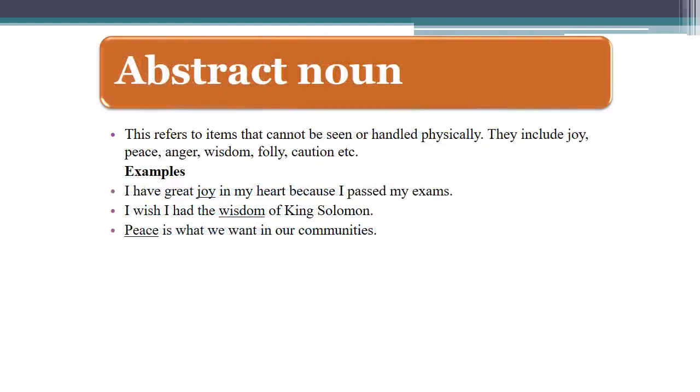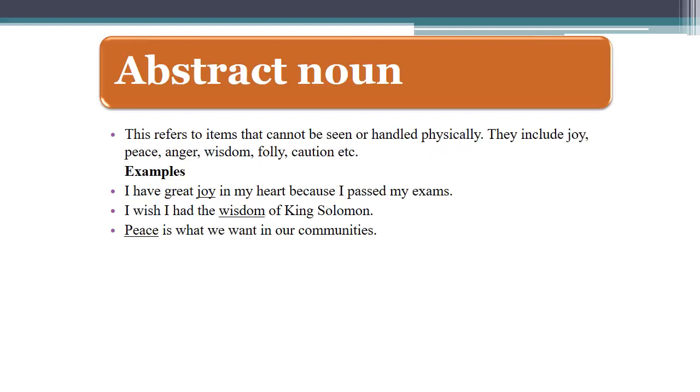Abstract noun. What is an abstract noun? It is a noun that cannot be seen or handled physically. It's something that more or less exists in the mind. It is the opposite of concrete. In a concrete noun, we can see the items and we can handle them with our hands. But such is not the case with an abstract noun.